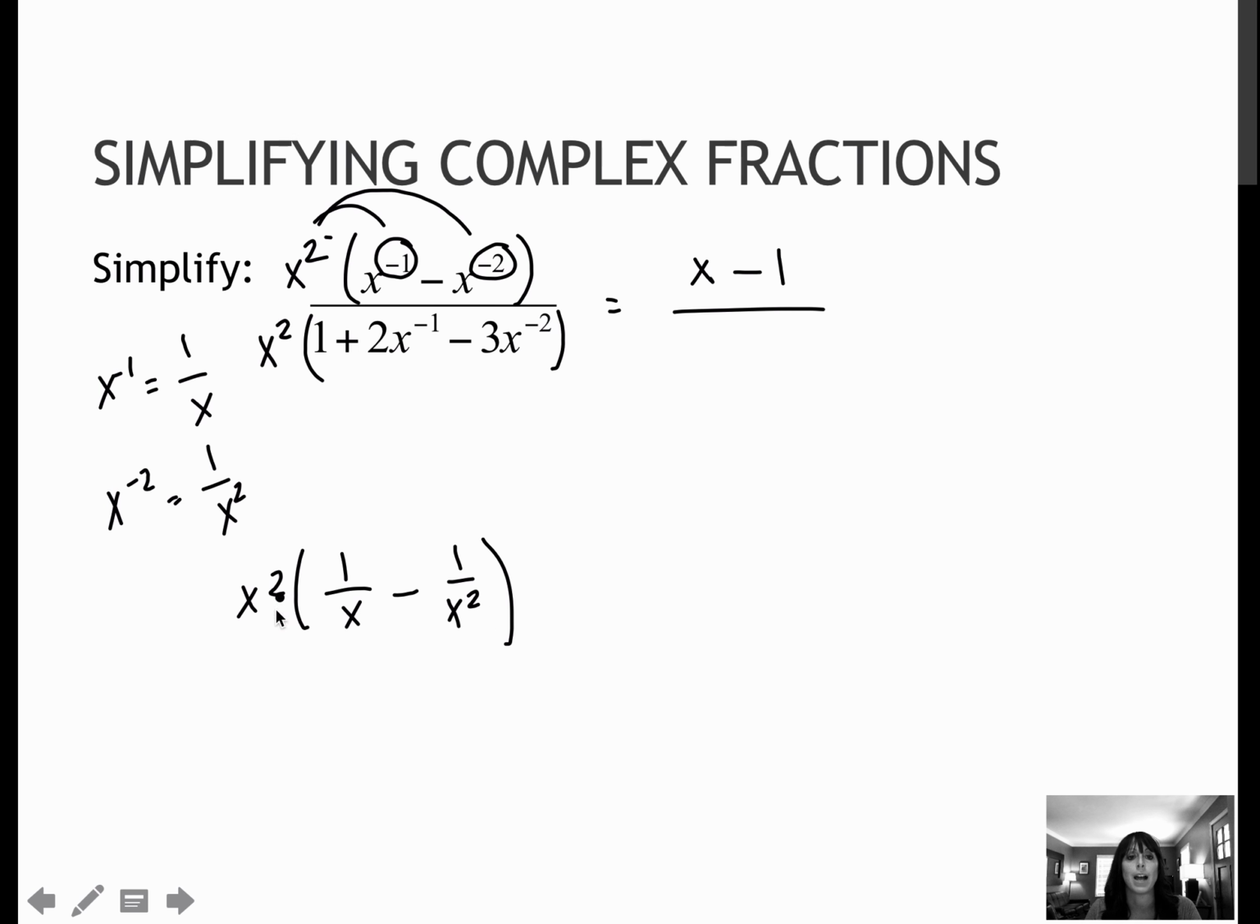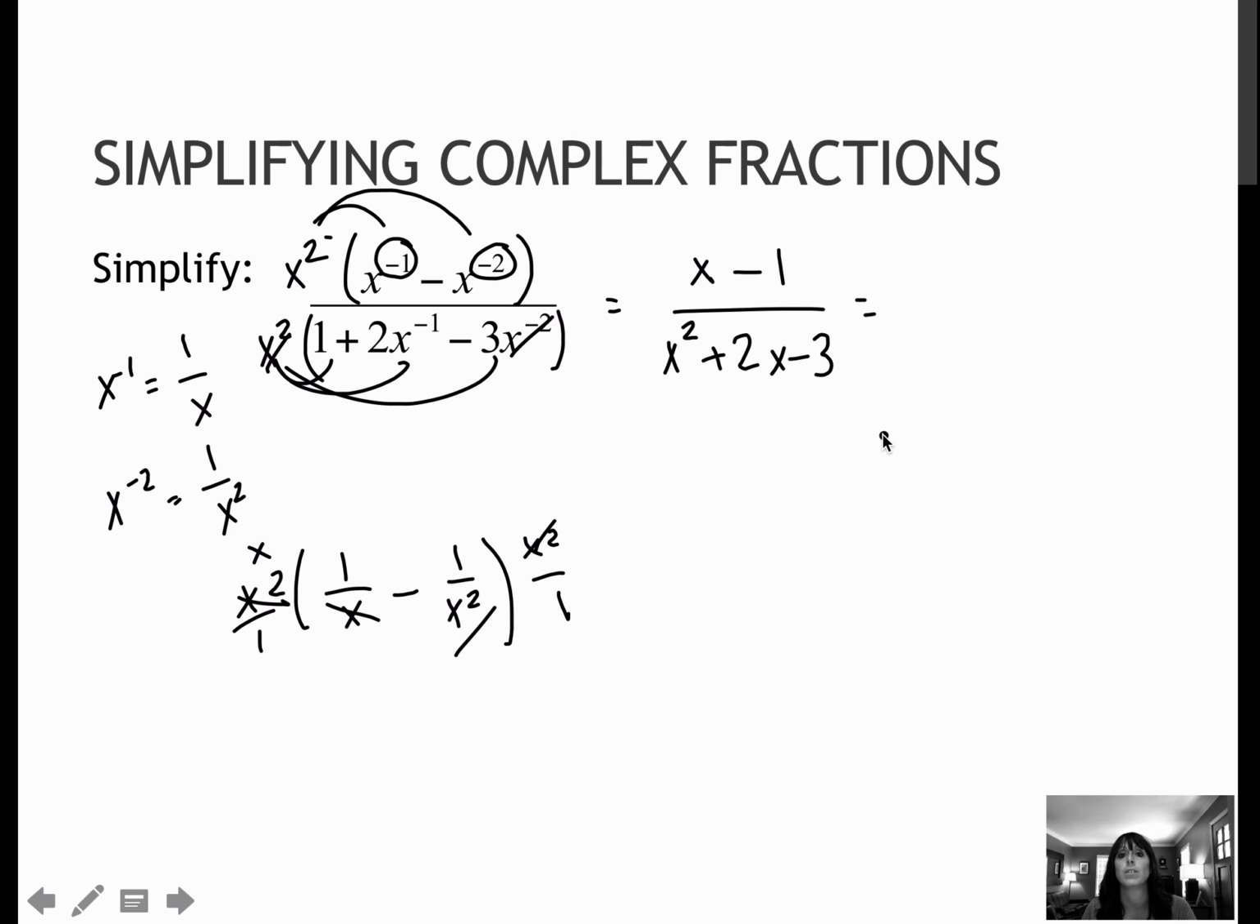Because then when I'm multiplying, the first one would reduce, and I would just have x to the first on top. And the second one would reduce, and I would just have 1. For the denominator, that would give me x squared. This one, again, 2 plus negative 1 is positive 1, so that's plus 2x. And for this one, 2 and negative 2 is x to the 0, which is 1, which just leaves me with that minus 3. And then, of course, I would continue to reduce.